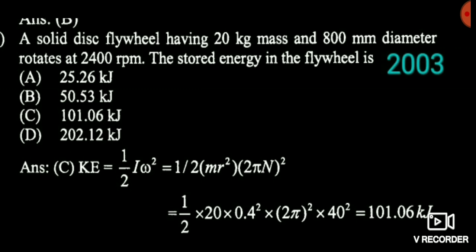Friends, here n is given, that is 2400 RPM. So you divide it by 60, 2400 divided by 60, you will get the value that is 40. Whatever 40 I have written here, you can see, you put all these values, you can get your answer, that is 101.06 kilojoule. Friends, you can see here that the mass of the flywheel is 20 kg. Means 20 kg per unit time is not given. It is simply given 20 kg. So it is in joule because it is a case of work. If it is given in 20 kg per second, then you should put the unit here as kilowatt. And if it is not given per unit time, then you put it in kilojoule.